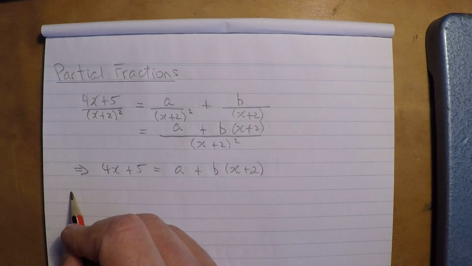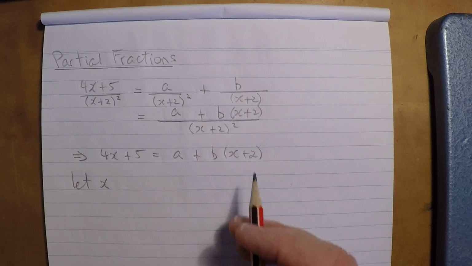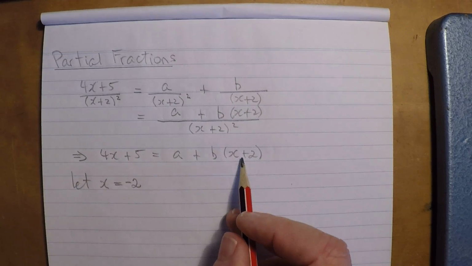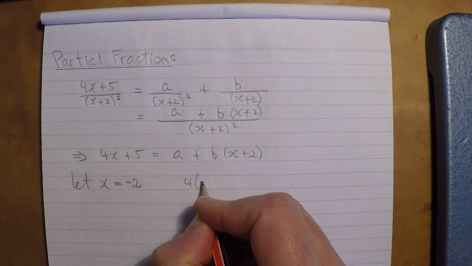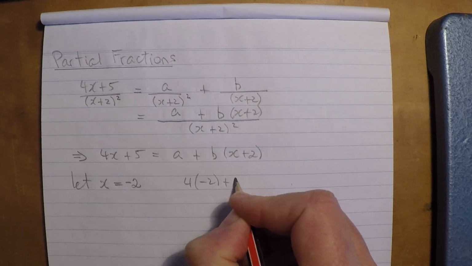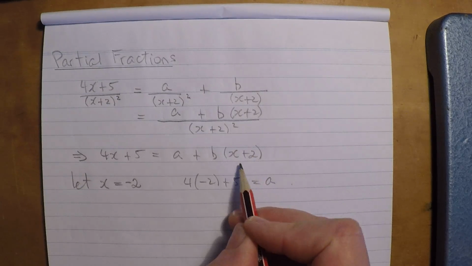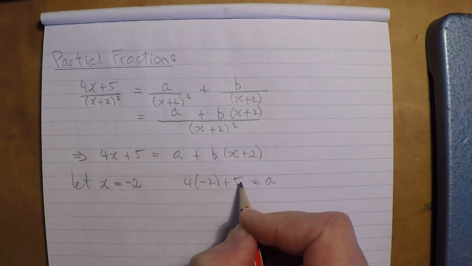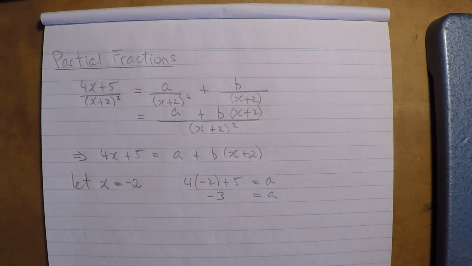So the smart choice is to pick a value for x that makes this part disappear. So let's have x equal to negative 2. When we substitute, we have to substitute on both sides. So 4 times negative 2 plus 5 would equal a. And then this bit is gone because negative 2 plus 2 is 0. So we have here, that's negative 8. Negative 8 plus 5, that's negative 3 equals a.